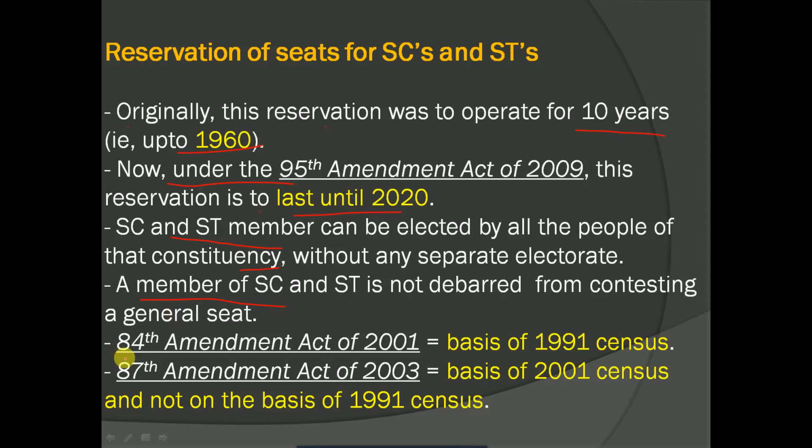Here we have two amendments. The 84th Amendment Act of 2001 provided for the refixing of reserved seats on the basis of the 1991 census, and later the 87th Amendment Act of 2003 provided for the refixing of reserved seats on the basis of the 2001 census and not on the basis of the 1991 census.